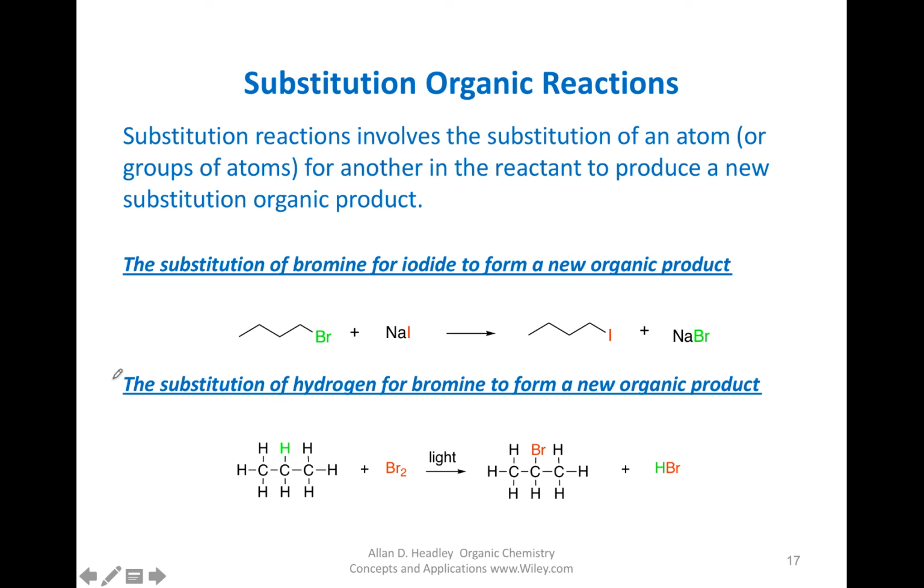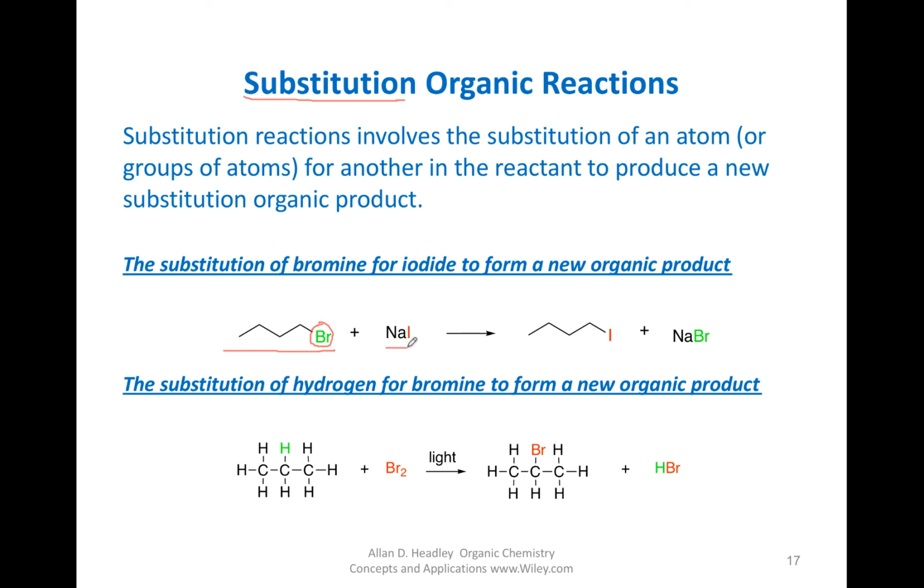Another type of reaction is substitution. As you can imagine, substitution here means just taking one molecule or one atom or groups of atoms from one molecule and substituting it for another. So here's an example. This molecule here has bromine.